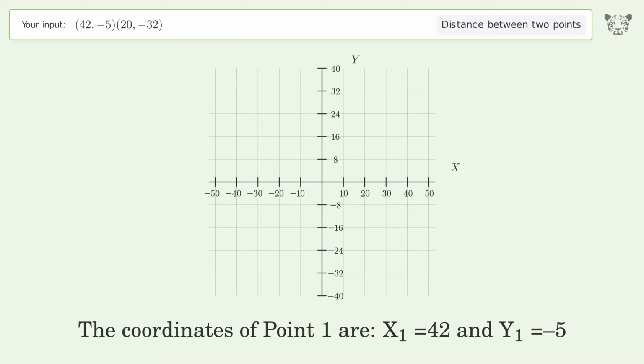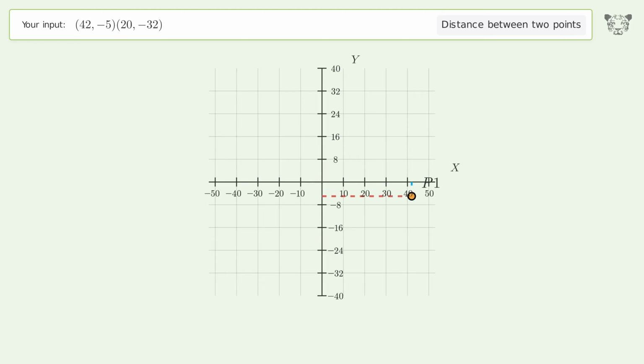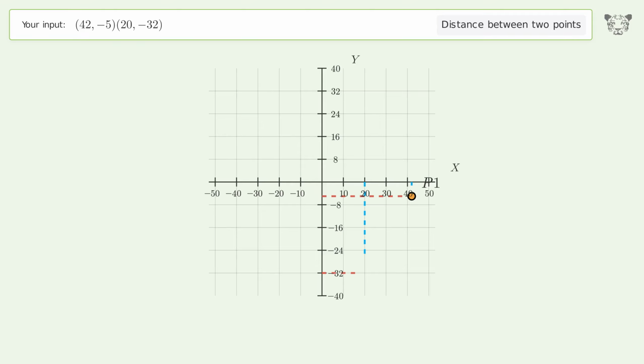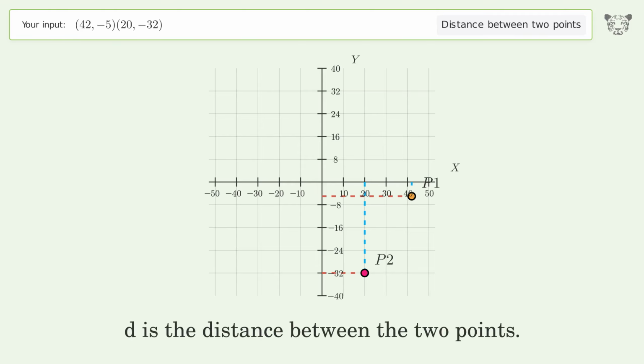The coordinates of point 1 are x1 equals 42 and y1 equals -5. The coordinates of point 2 are x2 equals 20 and y2 equals -32. D is the distance between the 2 points.